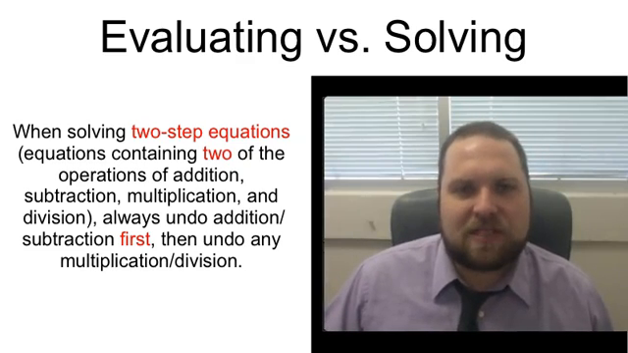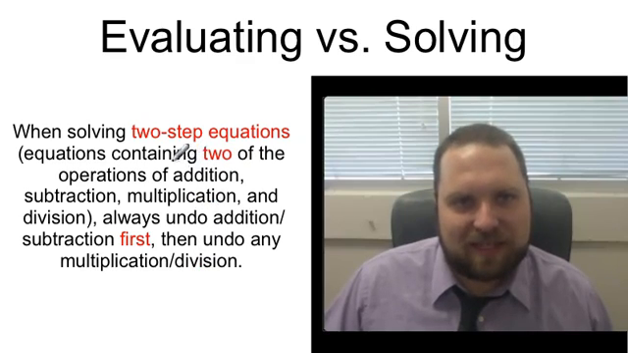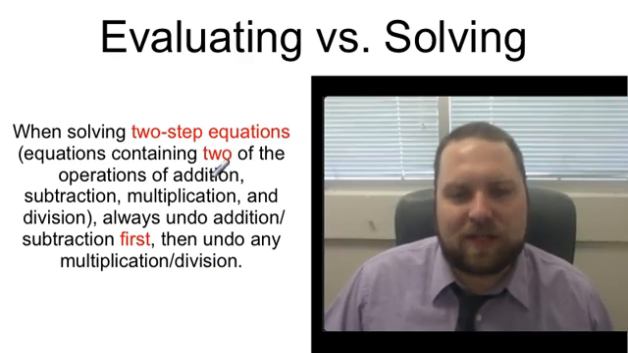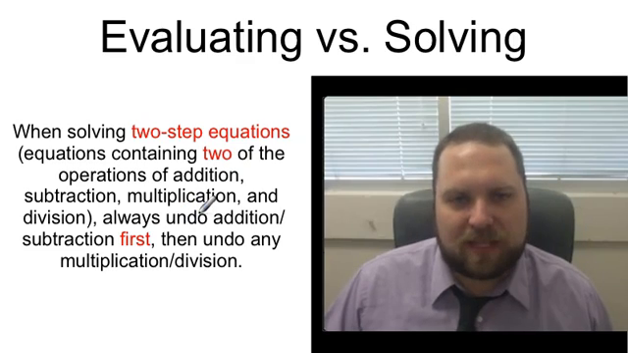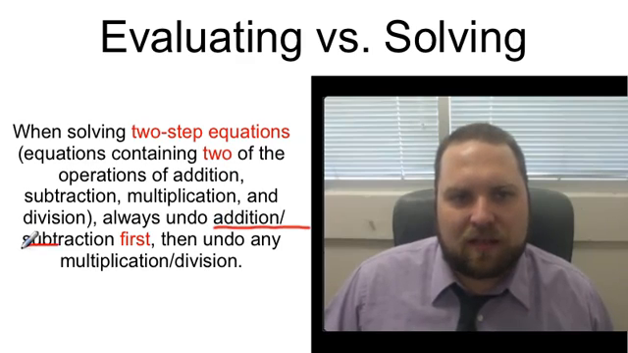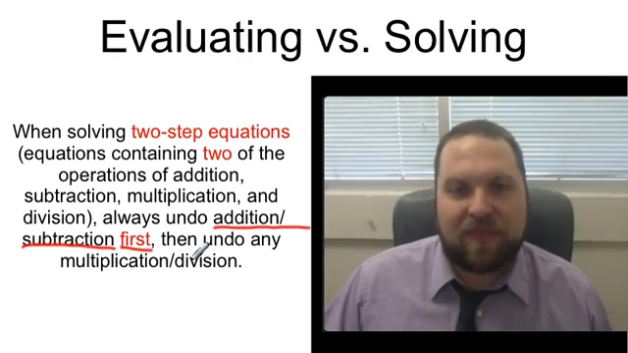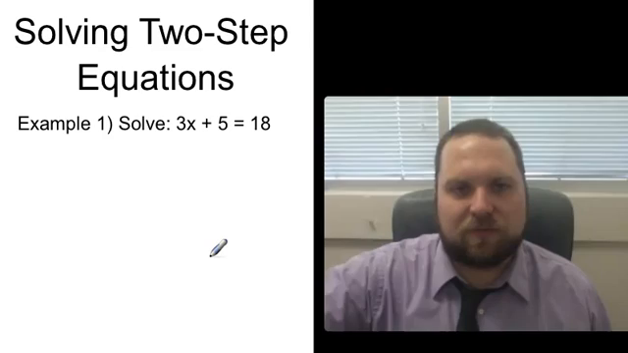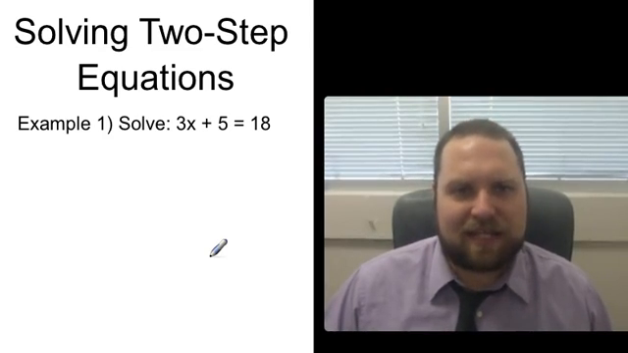This is always going to be the case, and it's worth memorizing. So let me say again, when you're solving a two-step equation, when it's some combination of multiplication or division and addition or subtraction, you always undo the addition or subtraction first, and then do any multiplication or division. So let's take a look at it.